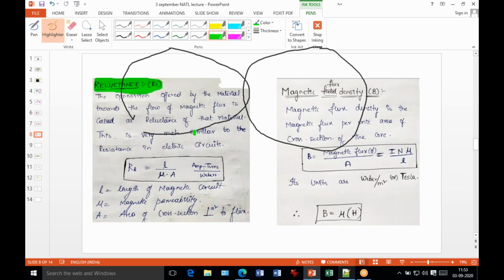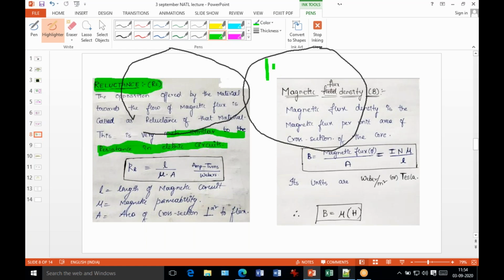So here I have written that reluctance is very similar to resistance in an electrical circuit. These two terms, resistance and reluctance, are similar, but resistance is for electrical circuits and reluctance is for magnetic circuits. Both are the same. So now we are interested in defining some formulas.